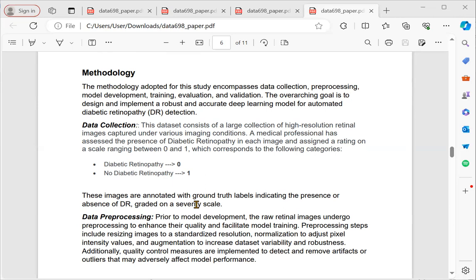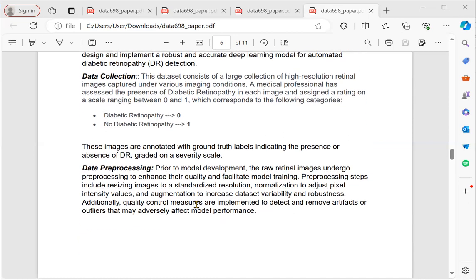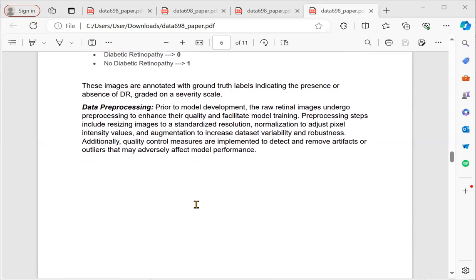A medical professional has assessed the presence of diabetic retinopathy in each image and assigned a rating on a scale ranging between 0 and 4, which correspond to the following: 0, no diabetic retinopathy. These images are annotated with ground truth labels indicating the presence or absence of DR, graded on a severity scale. The source of the dataset we took from Kaggle. Kaggle has a lot of diabetic retinopathy competitions.